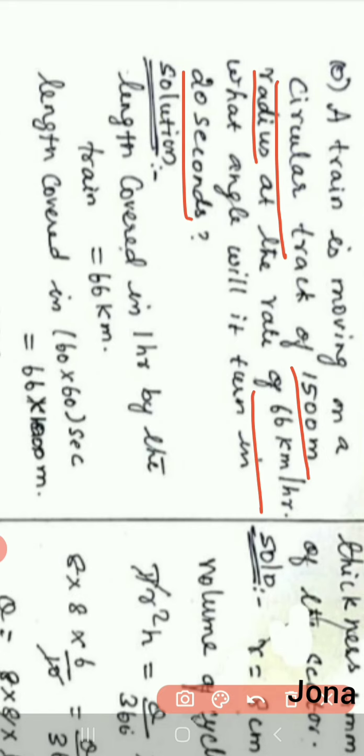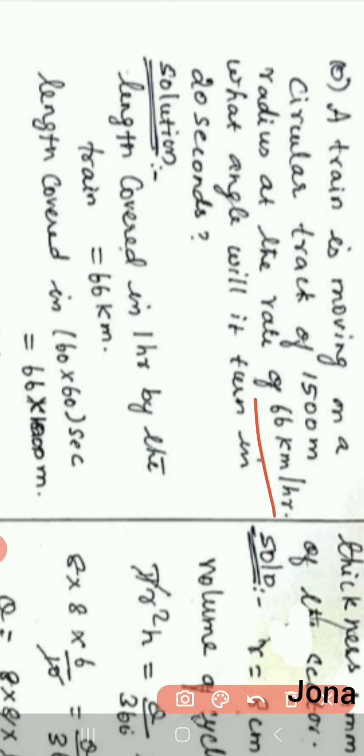A train is moving on a circular track of 1500 meter radius at the rate of 66 km per hour. What angle will it turn in 20 seconds? Here the train is moving on a circular track of radius 1500 meter, at a speed of 66 km per hour. So we want to find the angle subtended. Let me see the problem.